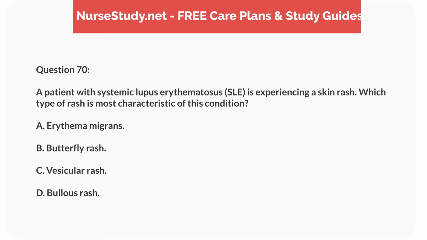Question 70. A patient with systemic lupus erythematosus, SLE, is experiencing a skin rash. Which type of rash is most characteristic of this condition? A. Erythema migrans. B. Butterfly rash. C. Vesicular rash. D. Bullous rash.